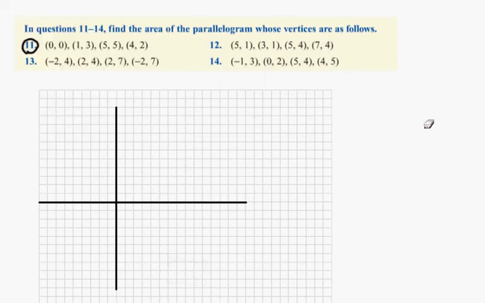So, the next thing you're going to look at is question 14. In question 14, you have minus 1, plus 3. You have 0, 2. You have 5, 4. And then you have 4, 5. And we can see that that's a parallelogram, can't we? Everybody alright with that?